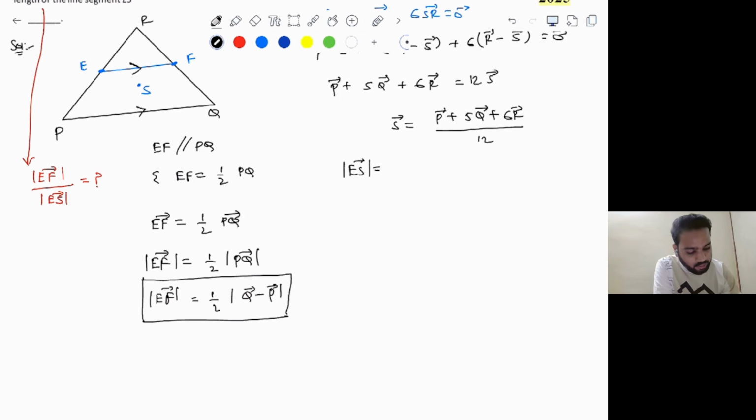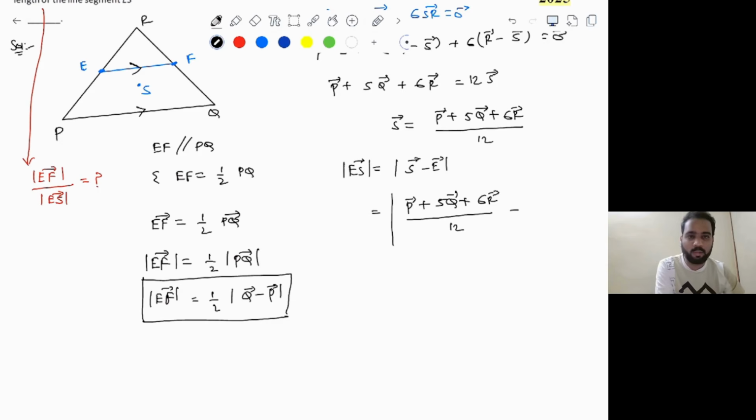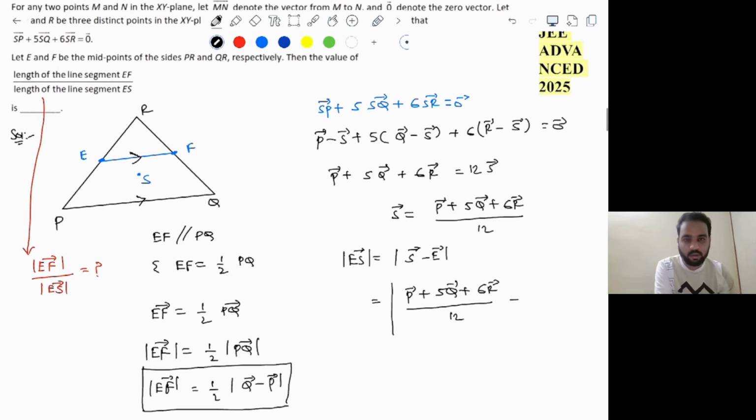The modulus of ES bar is nothing but modulus of S bar minus E bar. We know that point very well. And which is equal to modulus of, now let's substitute this S bar, whatever we have got, (P bar plus 5 times Q bar plus 6 times R bar) whole divided by 12 minus E bar. Now the point here is we need the position vector E bar. But if you look at this, E bar is nothing but the midpoint of the side PR, right?